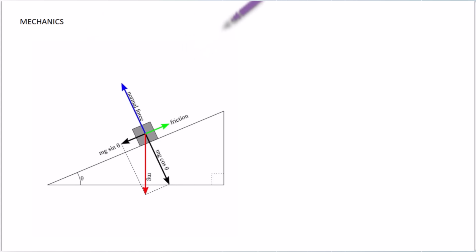And guess what? This mg sine theta is the resultant force. And you know the equation for resultant force, that is ma. So mg sine theta equals ma. From here you can find out the acceleration because the m's get cancelled out.